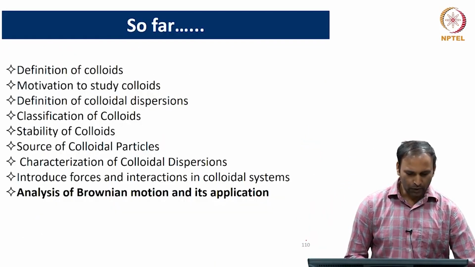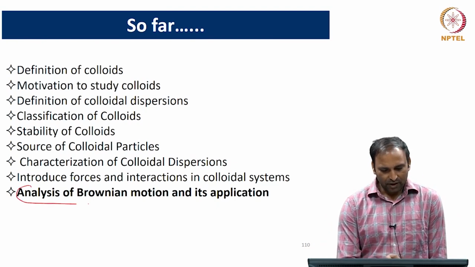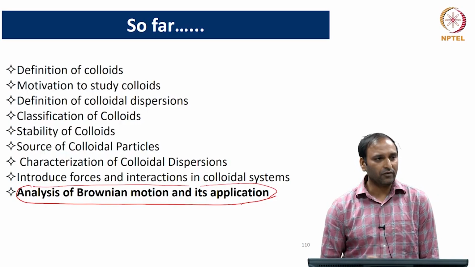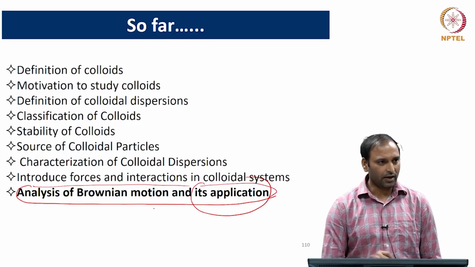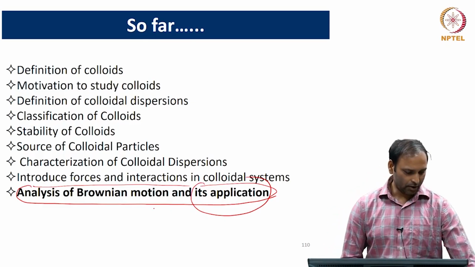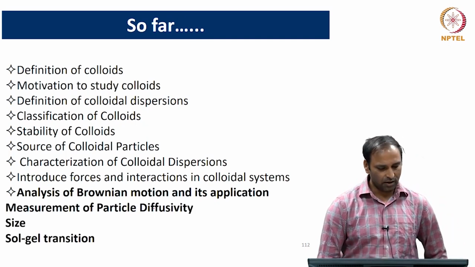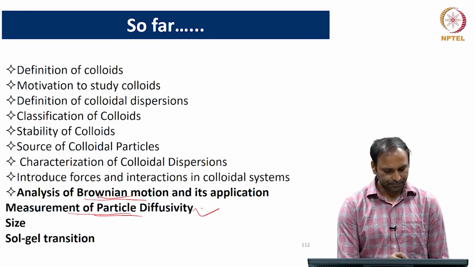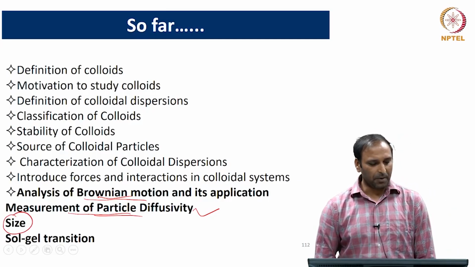Okay. So what we are going to do today is to look at the analysis of the Brownian motion a little bit more than what you have done so far, okay. And then we look at its application. Okay. That is what we are going to do today. Okay. More specifically, I am going to look at these three things: use of Brownian motion for measurement of what is called the particle diffusivity, okay, and extend that to measuring the size of the particle.